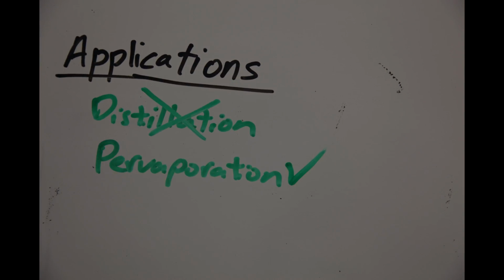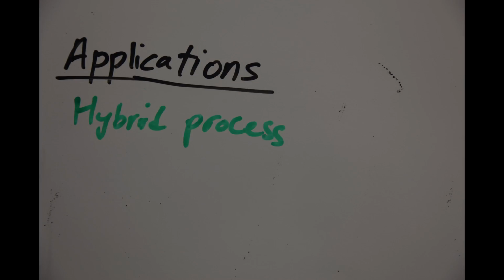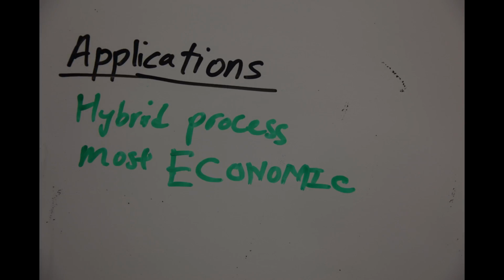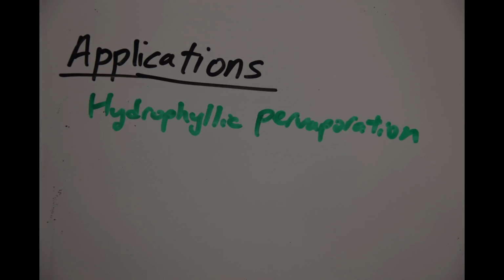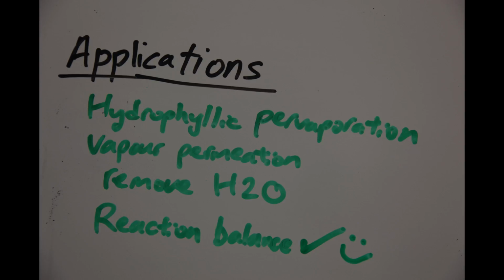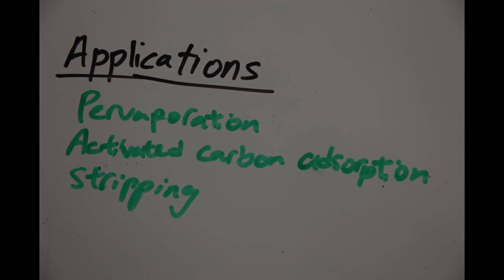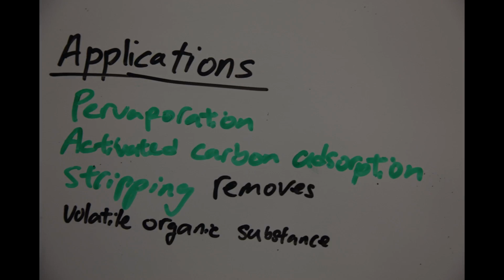Pervaporation is a practical and financially viable alternative for distillation, especially when draining solvents, particularly when azeotropes must be broken or liquids with similar boiling points must be separated. In such cases, a hybrid process is normally the most economically viable. Hydrophilic pervaporation or vapor permeation can also be used to remove water from a reaction mix and thus favorably alter the reaction balance. To remove volatile organic substances from wastewater, pervaporation is competitive with active carbon adsorption and stripping.